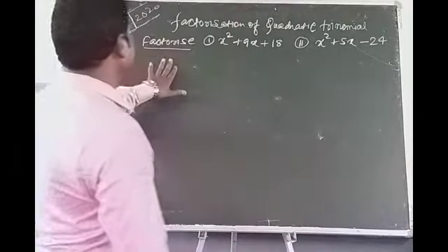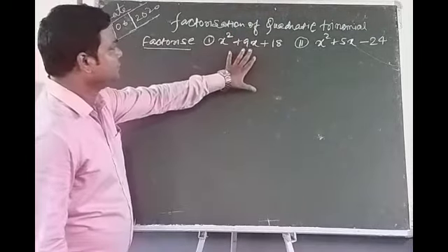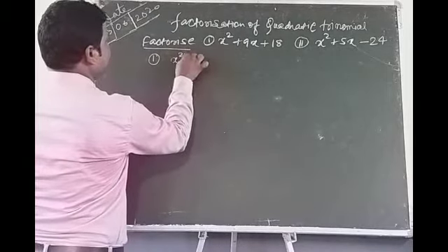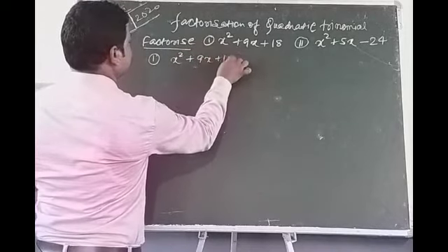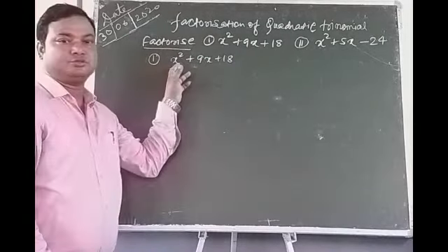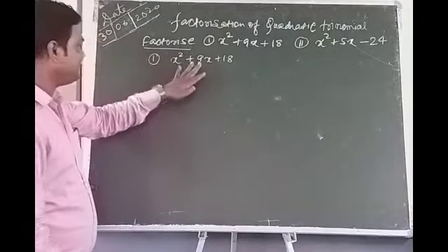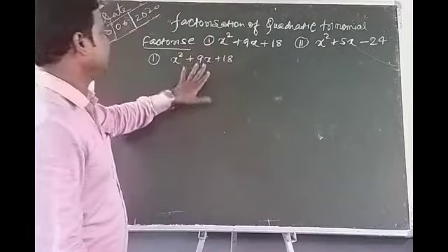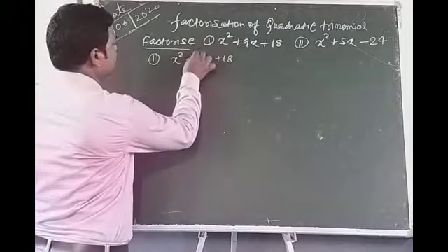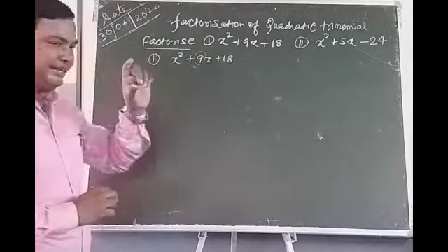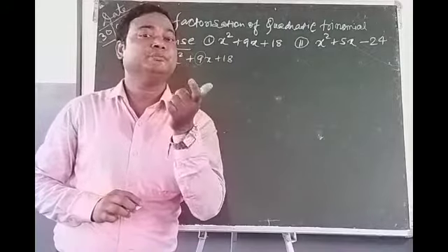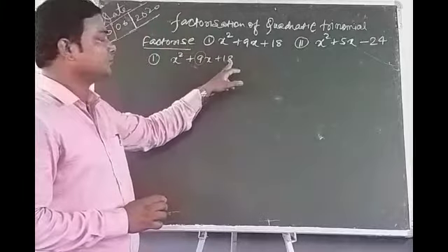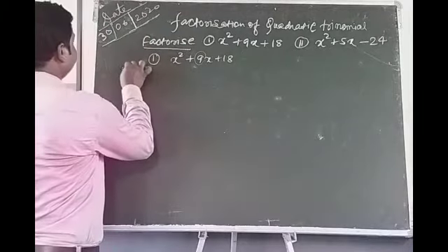Okay, let's solve some questions. Factorize this one and this one. In the first question, we have x square plus 9x plus 18. The coefficient of x square is 1, so we will factorize with the first method, the polynomial of the form x square plus bx plus c. We have to split 9 into two numbers such that the sum is 9 and the product is equal to the constant term, 18.